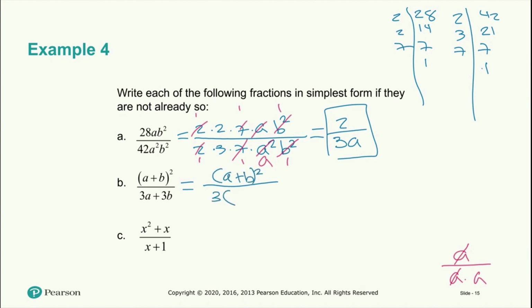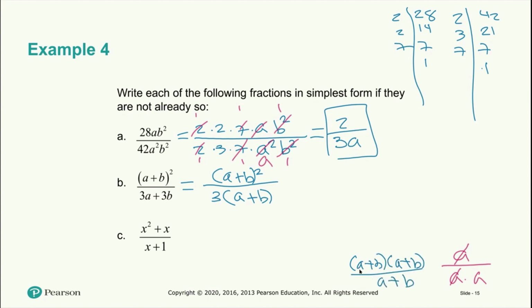So we take out the 3, that leaves us a plus b, right? Remember, we're applying the distributive property in reverse, right? So now I notice that, look, I have a plus b here, and I have the square of a plus b up there. So this is the scenario. You have a plus b times a plus b on the top, and you have a plus b on the bottom.